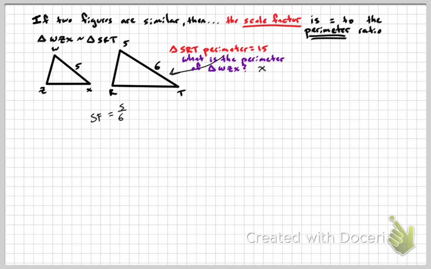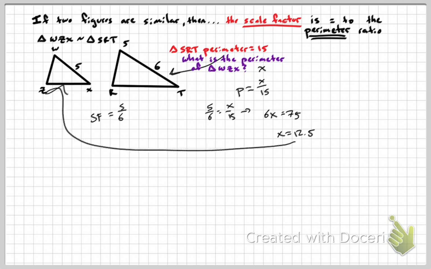So I'm just going to call it X for right now. Now notice in our scale factor we did 5 over 6, or a left over right ratio. Our perimeter ratio is going to be the same thing, left over right: the perimeter of the triangle on the left over the perimeter of the triangle on the right. And so all we do is make our scale factor equal to that ratio, and then we can just cross multiply. 6x equals 15 times 5 is 75, divided by 6, x is 12.5. So the perimeter of that triangle right there is 12.5.